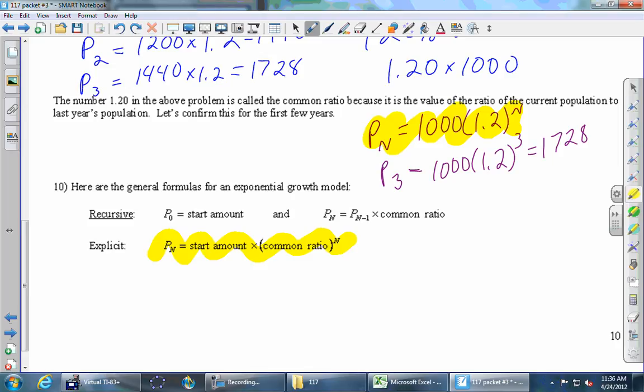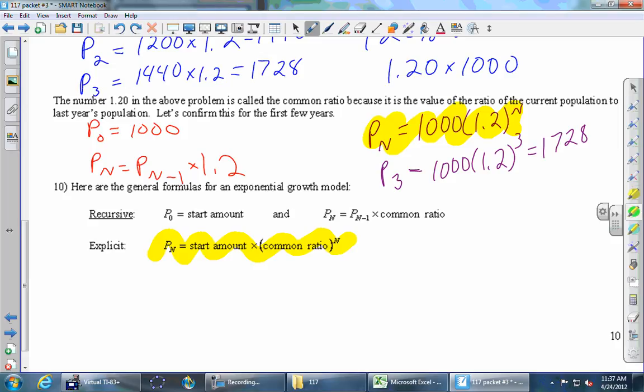Okay, far less useful, but we'll write it anyway, is the recursive version of things. Again, it starts with the starting amount. What was the starting amount of rabbits? 1,000. And then we need a formula. The formula is supposed to do something to the number of rabbits you had last year, 1 year ago. How do we find this year if we know last year? Times it by 1.2. Isn't that what we did over and over again? We just kept taking last year and multiplying by 1.2.